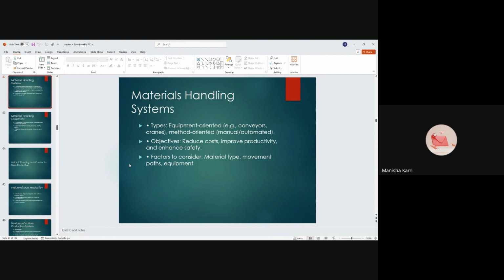Generally, the whole summary for these materials handling systems is that it can be equipment-oriented, like conveyors and cranes, or method-oriented, like manual or automated robots. Their main objectives are to lower cost, boost productivity, and improve safety. When planning a materials handling system, these will be considered: the type of materials being used, the movement of parts, and appropriate equipment to ensure smooth and efficient operations. Okay, hope you are clear with this topic. I'm going to the next one.